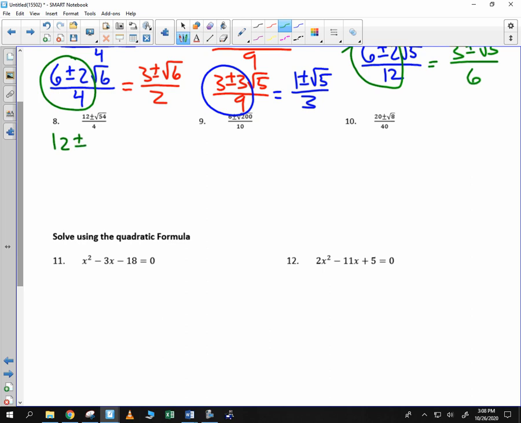12 plus or minus 54 is divisible by 9 and 6. So 12 plus or minus 3 roots of 6 over 4. 3, 12, and 4 are not all divisible by the same number. So you're done.